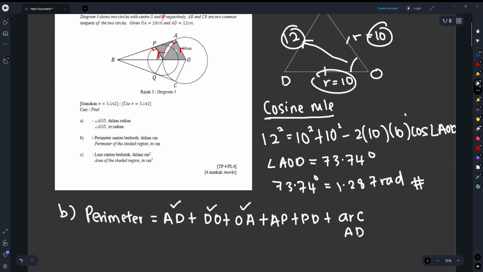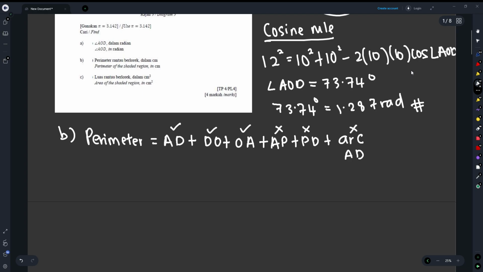Okay, do I have my AP? I don't have my AP. Do I have my PD? I don't have my PD. Do I have my arc AD? I don't have it, but I can find it using the formula S equals R theta. So for now, I just take it. I don't have these three pieces of information. So once you already write the problem statement, then you go and start with AP.